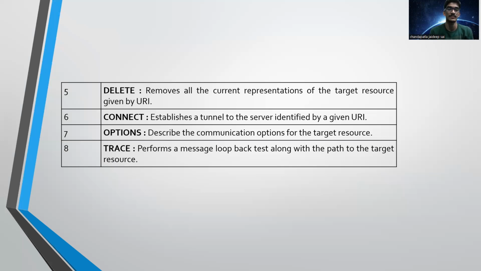And the next one is the TRACE request method. TRACE performs a message loopback test along with the path to the target resource. This TRACE method of the request message is used to perform a message loopback test along with the path to the target resource.